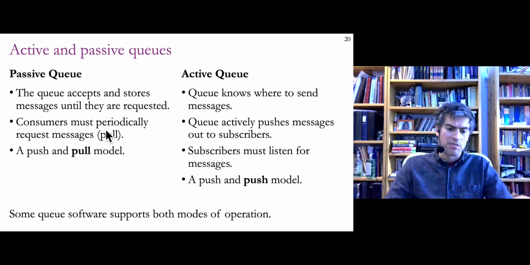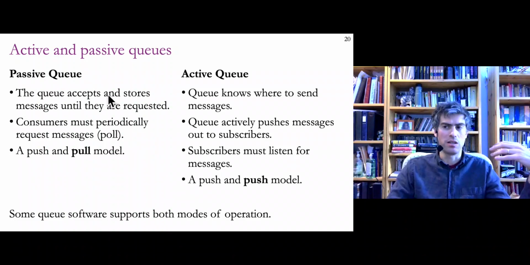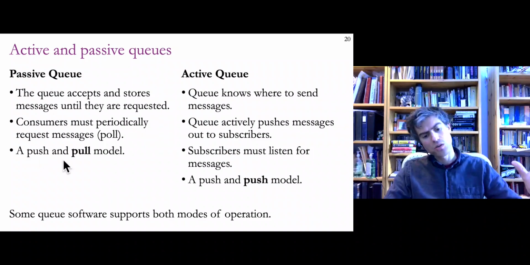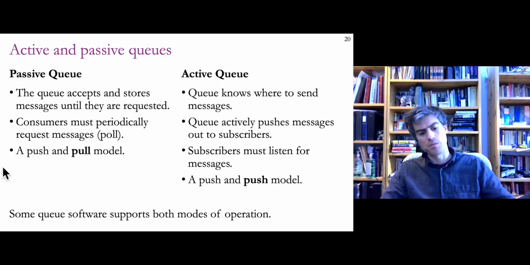With that kind of passive design, it's passive from the perspective of the queue. The queue isn't really doing anything except accepting messages and then responding to requests from the consumers. So messages are being pushed into the queue and pulled off the queue. So I'm calling this a push and pull model.